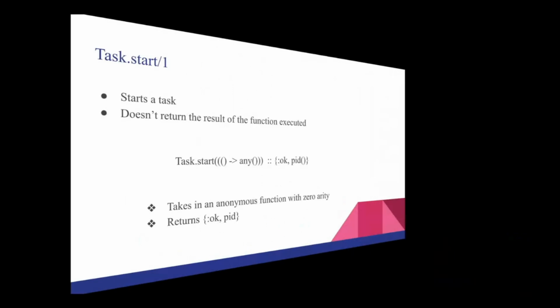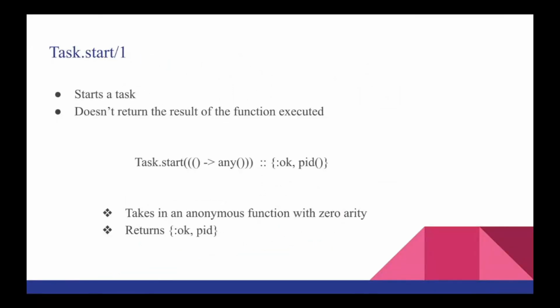So let's begin. Today I'm going to briefly talk about the Task.start function. This function is responsible for starting a task, and usually it does not return the result of the function executed. So how does it work? The Task.start function takes in an anonymous function. Remember, this anonymous function must have a zero arity. Then you can do anything within that anonymous function. Then it returns a tuple of an atom, :ok, and a PID. The PID in this case is a unique identity of the process that has been started.